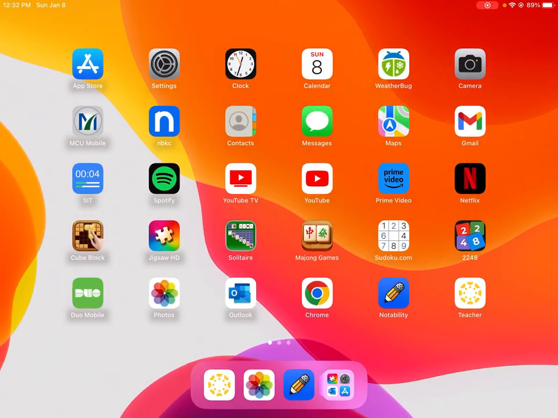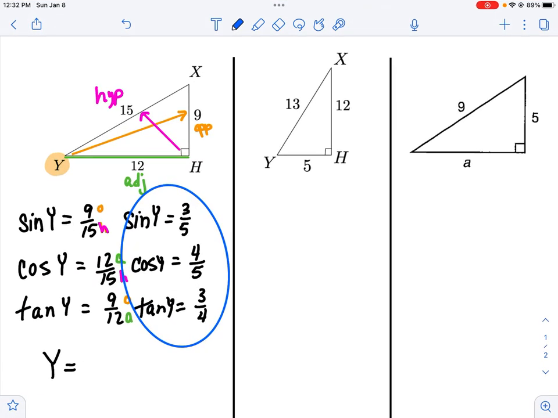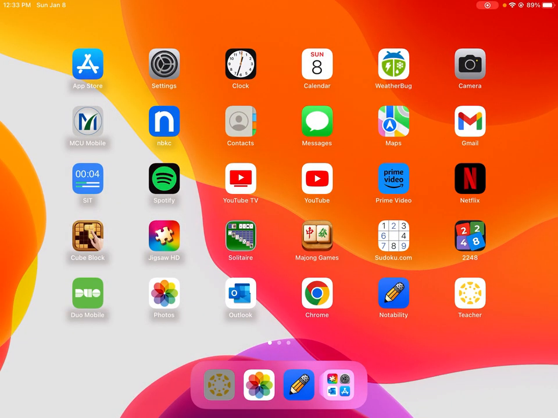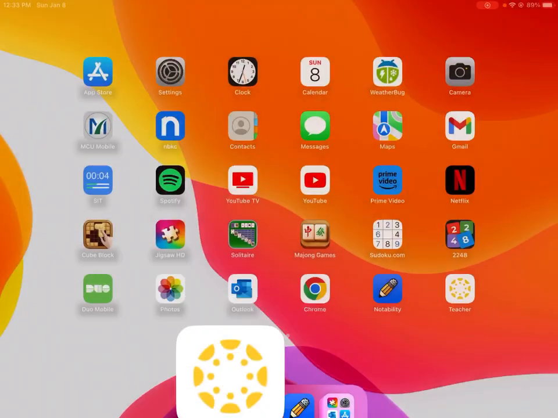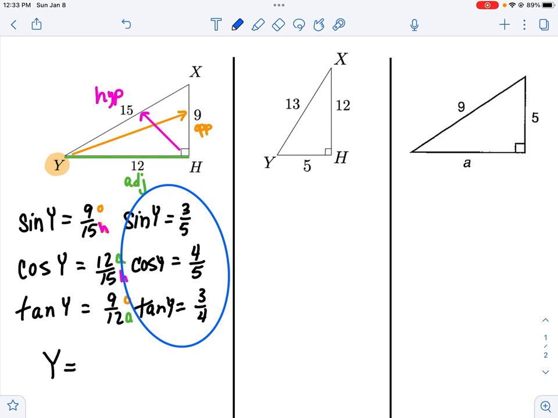And then you can type in any one of these answers, 3/5. So you can hit second sine of 3/5, or you could hit second cosine of 4/5, or you could hit second tangent of 3/4. Either way, you get the same answer. 36.9. So y is 36.9 degrees.